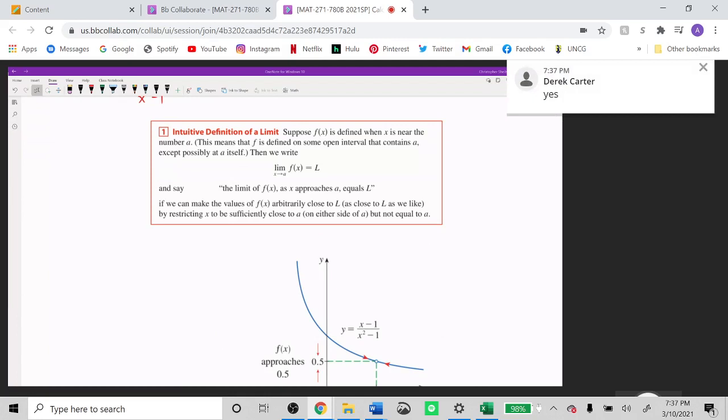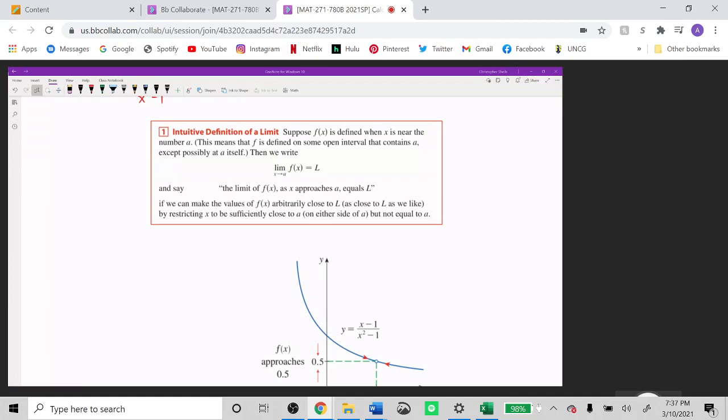This is essentially saying that the values of f of x approach L as x approaches a. Or, in other words, that the values of f of x get closer and closer to L as x gets closer and closer to a from either side, without x being equal to a.